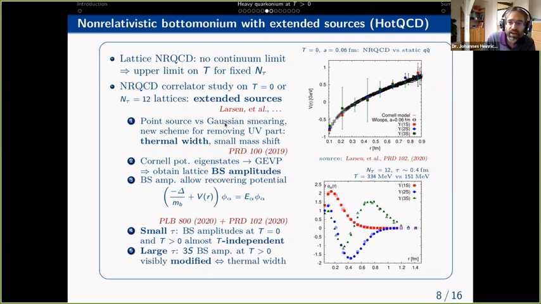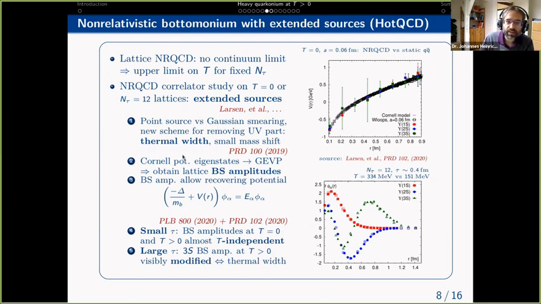What was found in this case is that once one uses a new scheme to remove the ultraviolet part of the correlation function by estimating the ultraviolet part of the finite temperature correlation function as being roughly the same as at zero temperature, you could then get a very, very mild time dependence of the correlation function, or the so-called effective mass of the correlation function, that indicated that the thermal width of these bottomonia is large and the mass shift of the bottomonia is small.